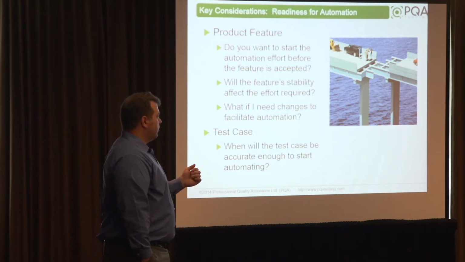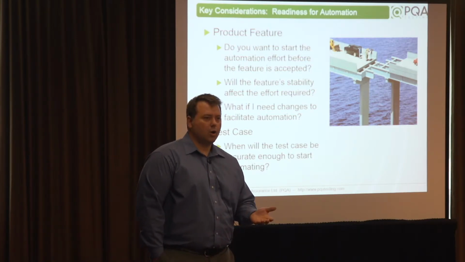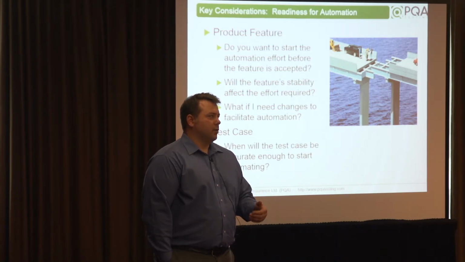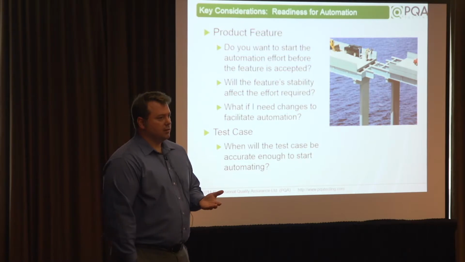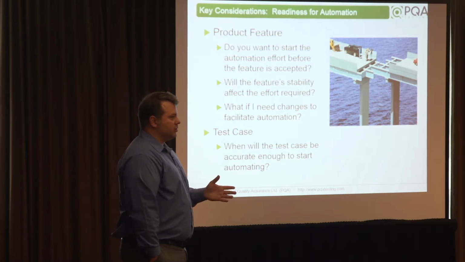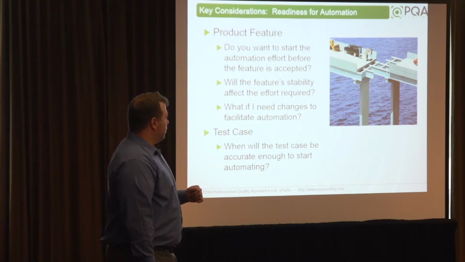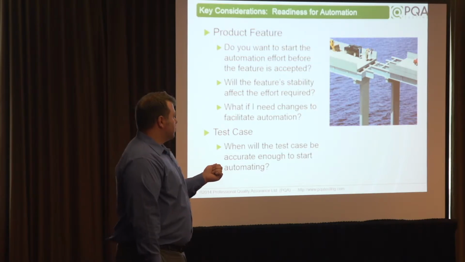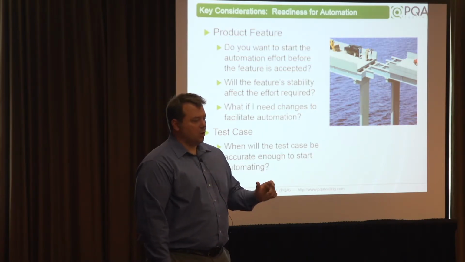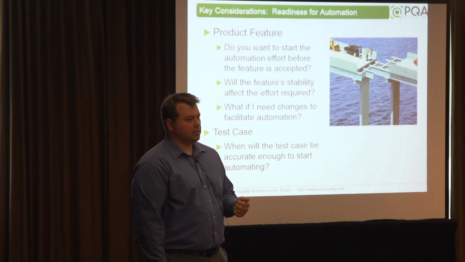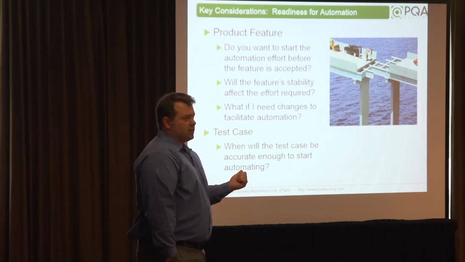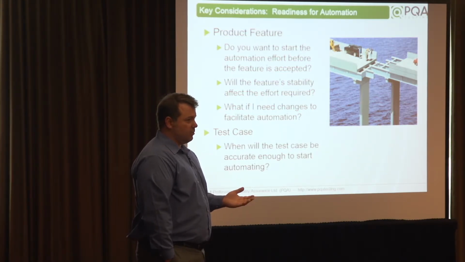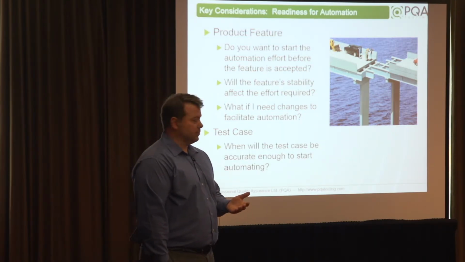Will the feature stability affect the effort required? Does your development team always deliver stuff that works, or is there a high percentage of time that they deliver things that don't work, or that aren't as specified? If there's a low probability of that happening, then that should affect your choice in terms of which model you adopt. And if I need changes to facilitate the automation, if I need them to make small changes to the code to make it easier for me to test or automate, what's my level of accessibility and what's their tolerance for that? Are they willing to listen to that? Is it a consideration at all for them? Or are your requests going to fall on deaf ears?